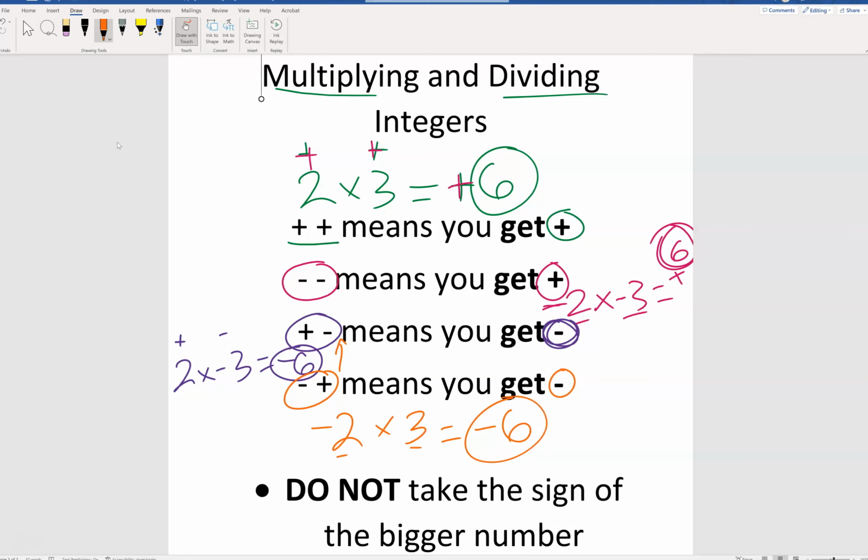Now, where everybody messes up is they think they take the sign of the bigger number. But if you notice, I did not say take the sign of the bigger number in any of these cases. I made a note of that at the bottom, so make sure you put that into your notes. Do not take the sign of the bigger number when you are multiplying and dividing only. Obviously adding and subtracting would be a different case.